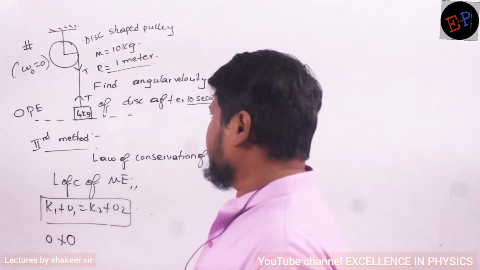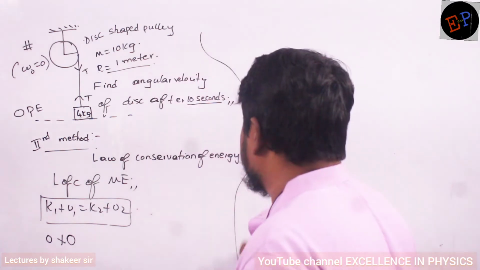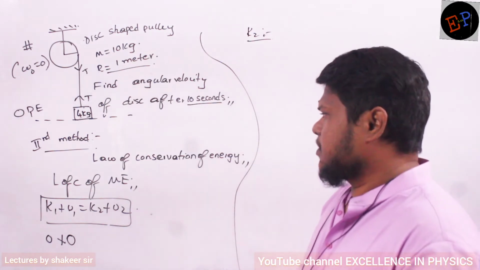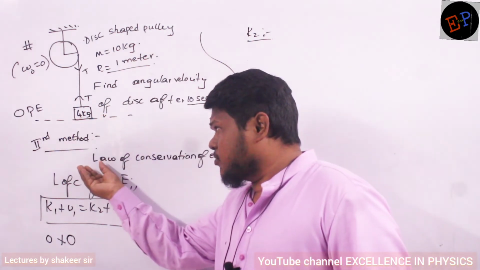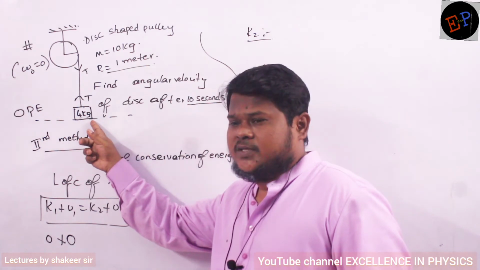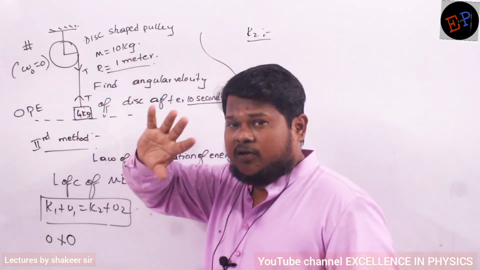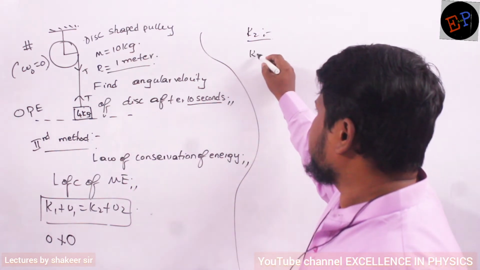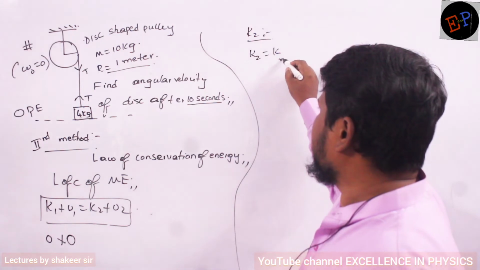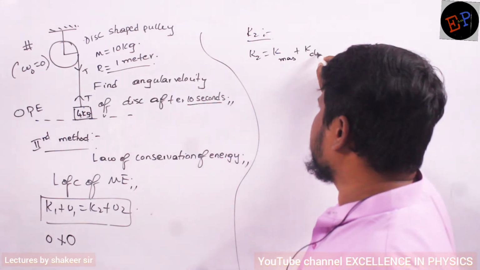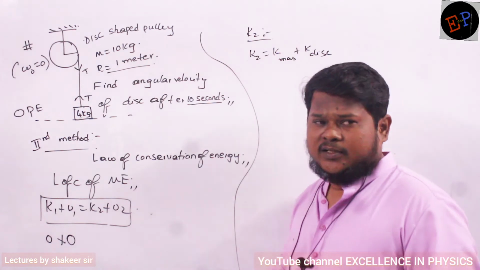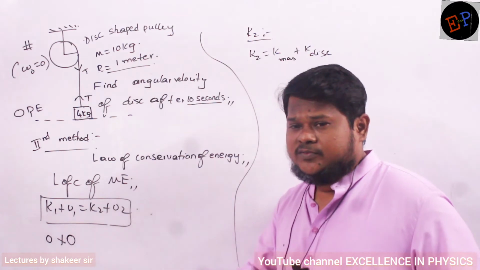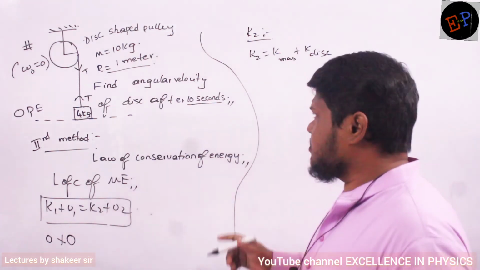Okay? Final kinetic energy. So let us write here. K2 means final kinetic energy. Now see. When this body reaches a distance, this mass will have some velocity. Similarly, this disk also will have some angular velocity. So total kinetic energy is kinetic energy because of the mass plus kinetic energy because of the disk. Both kinetic energies will be there, no? Mass will have which type of kinetic energy? Translational or rotational? Translational kinetic energy.